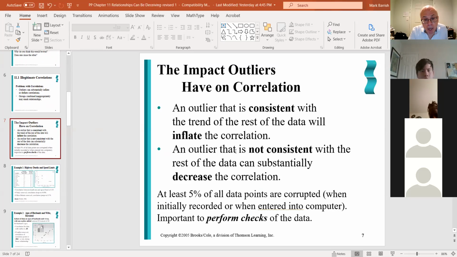Now, outliers sometimes indicate errors made in the data set. That's what they mean by data points are corrupted. When they're initially recorded, or when they're entered in the computer, there could be some errors there. So if you see an outlier, one of the first things you should check is whether there's an error. That's what they're referring to here.